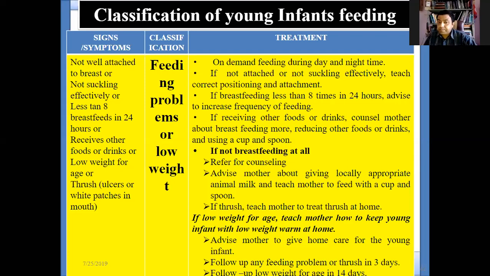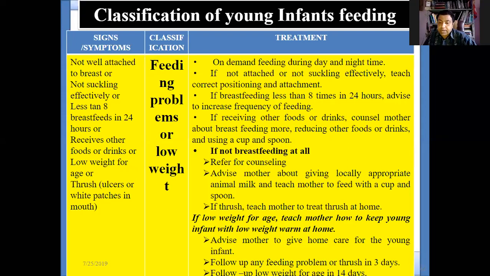What you need to give? On-demand feeding during day and night time. If not attached or not suckling effectively, teach correct positioning and attachment. If breastfeeding is less than 8 times in 24 hours, advise to increase frequency of feeding. If receiving other foods or drinks, counsel mother about breastfeeding more, reducing other foods or drinks, and using a cup and spoon, not bottle feeding. If not breastfeeding at all, refer for counseling.